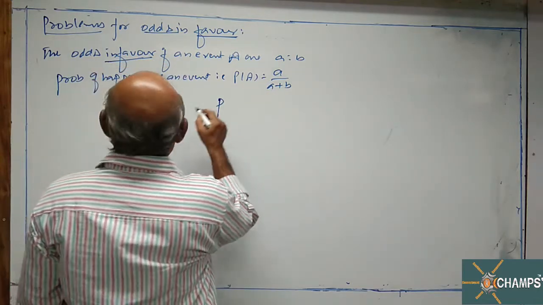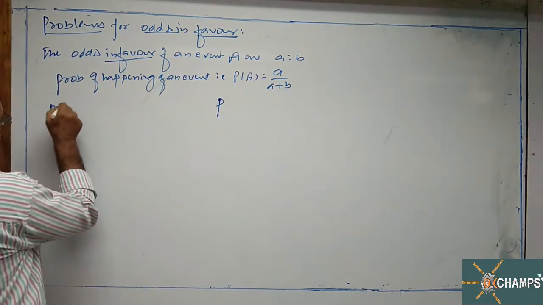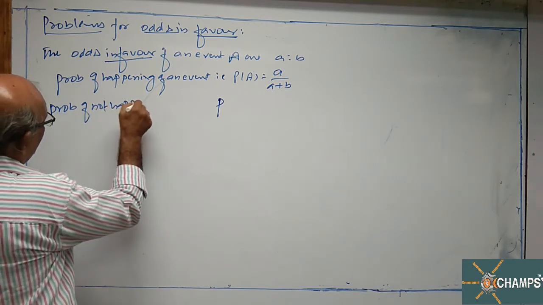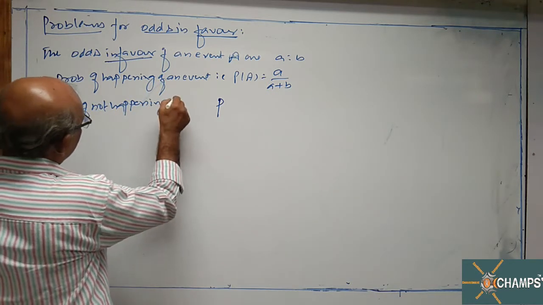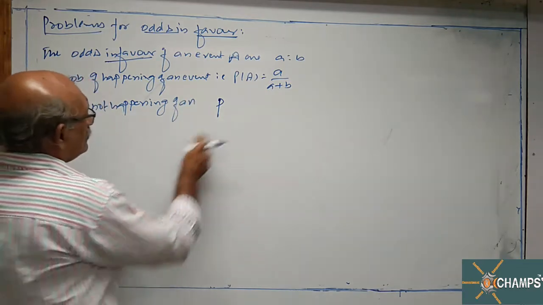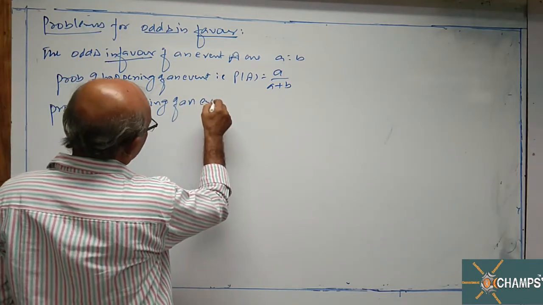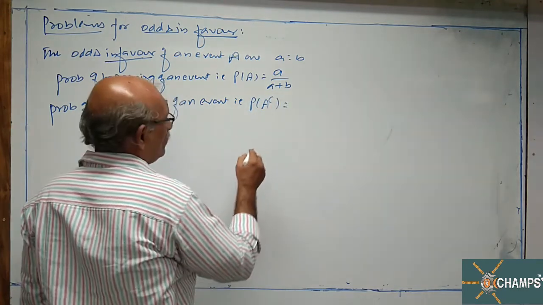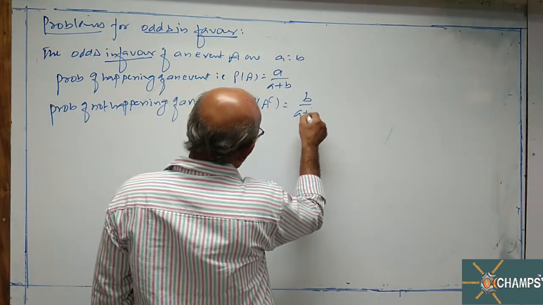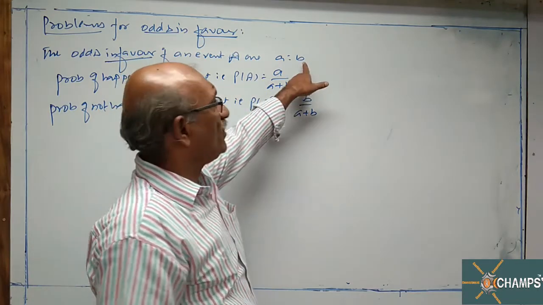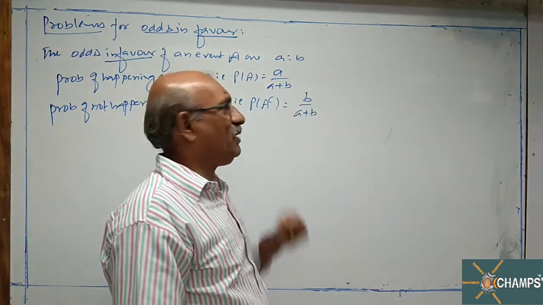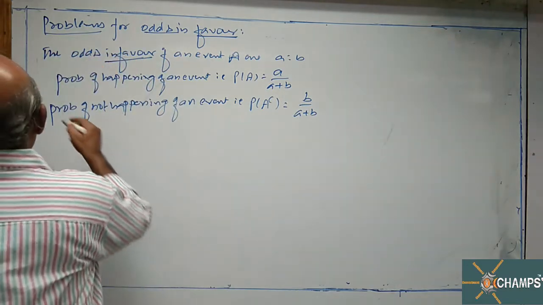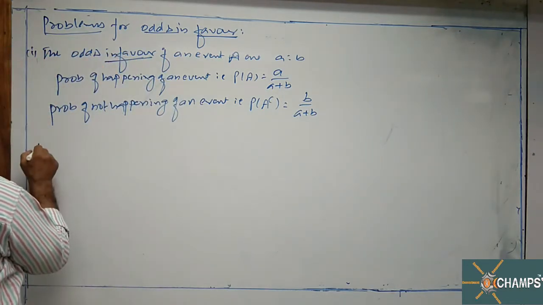So A complement, probability of not happening of an event, that is P of A complement, is equal to B by A plus B. These cases are not supporting, therefore B by A plus B. Now let us see one more point here.